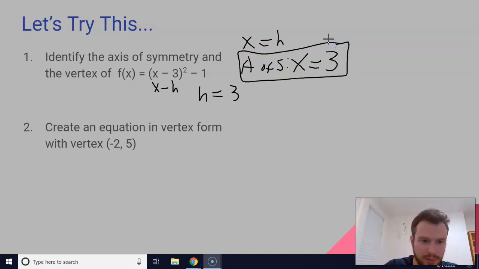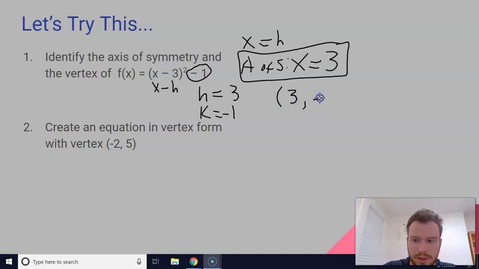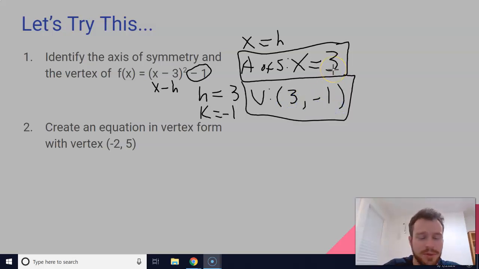Next, we want to identify the vertex. Well, we know h is 3, now we just have to identify k. Well, k is right here, and it's negative 1. So the vertex of the function is (3, -1). Now number 2 is asking us to create an equation in vertex form with vertex (-2, 5). Well, it helps to remember what our vertex form is.